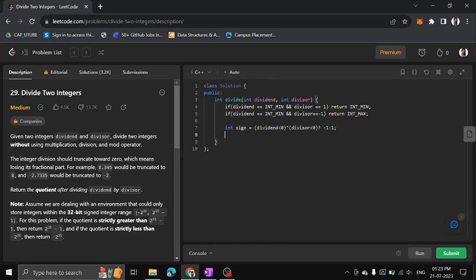So next, you have to take long dividend equals long absolute of dividend. Similarly for divisor also, long divisor equals long absolute of divisor. So yeah, here why are we taking long?